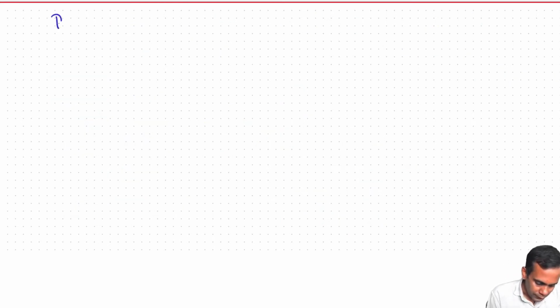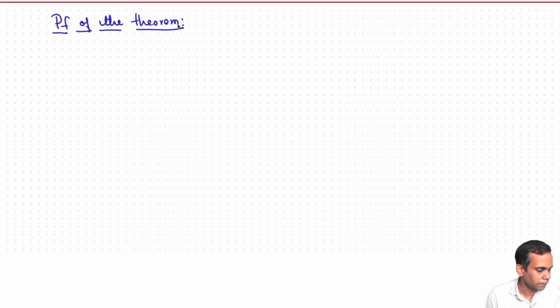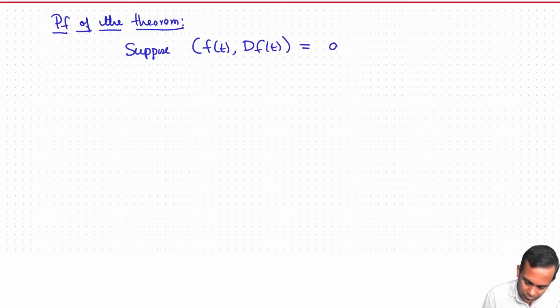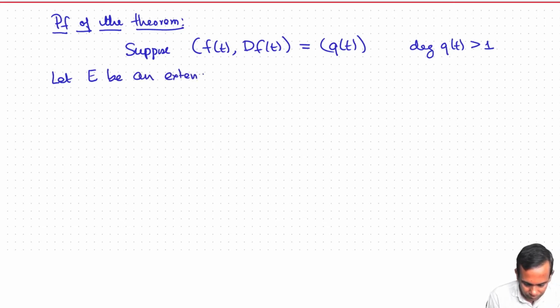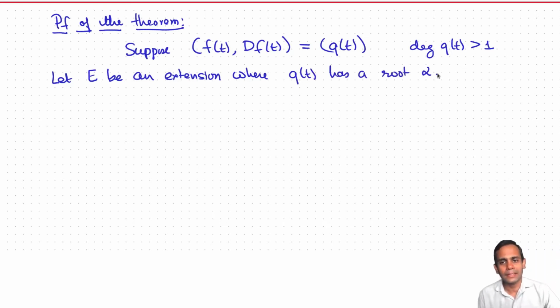Okay, so let's move on to the proof of the theorem. Let's suppose that the GCD of f and its derivative is not 1. So suppose f(t) and df(t), their GCD is generated by some polynomial q(t), where the degree of q(t) is greater than 1. So it's not a constant polynomial. Then take E to be an extension where q(t) has a root. Let's call that root alpha. We've already seen that such extensions exist. In fact, you can find an extension where q(t) is a product of linear factors.